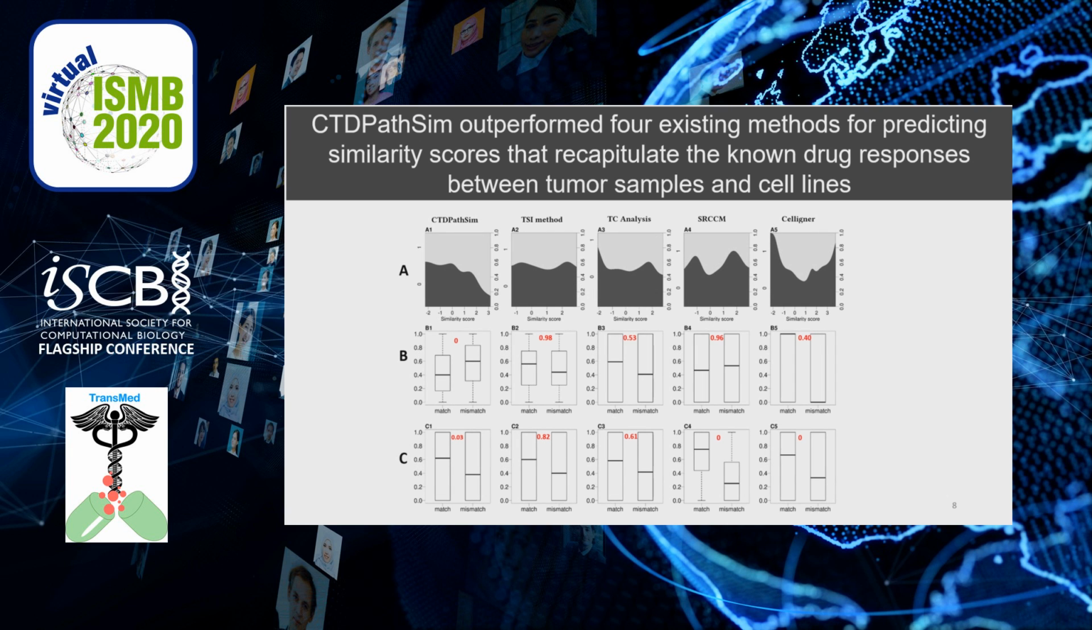Now in panel B, we show the box plot of drug response match and mismatch in low similarity thresholds of all 5 methods. Panel C shows these box plots in high similarity threshold. For CTDPathSim, there were a higher number of drug response mismatches between sample and cell lines in low thresholds, whereas there were a higher number of matching incidents in higher similarities. We see a higher number of matching in SRCCM and CellLiner. However, we don't see any difference in panel B. Overall, we don't see this concordance of drug response in other methods.